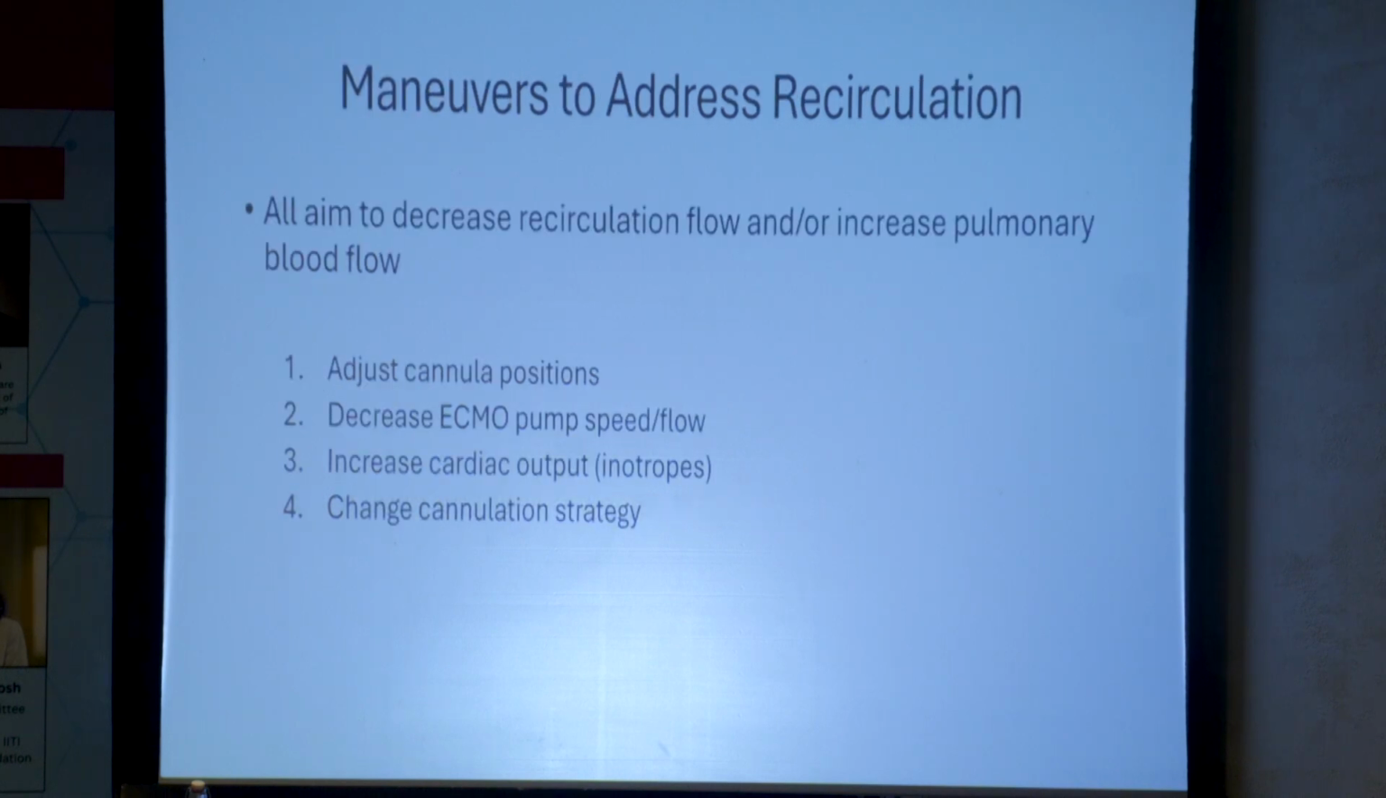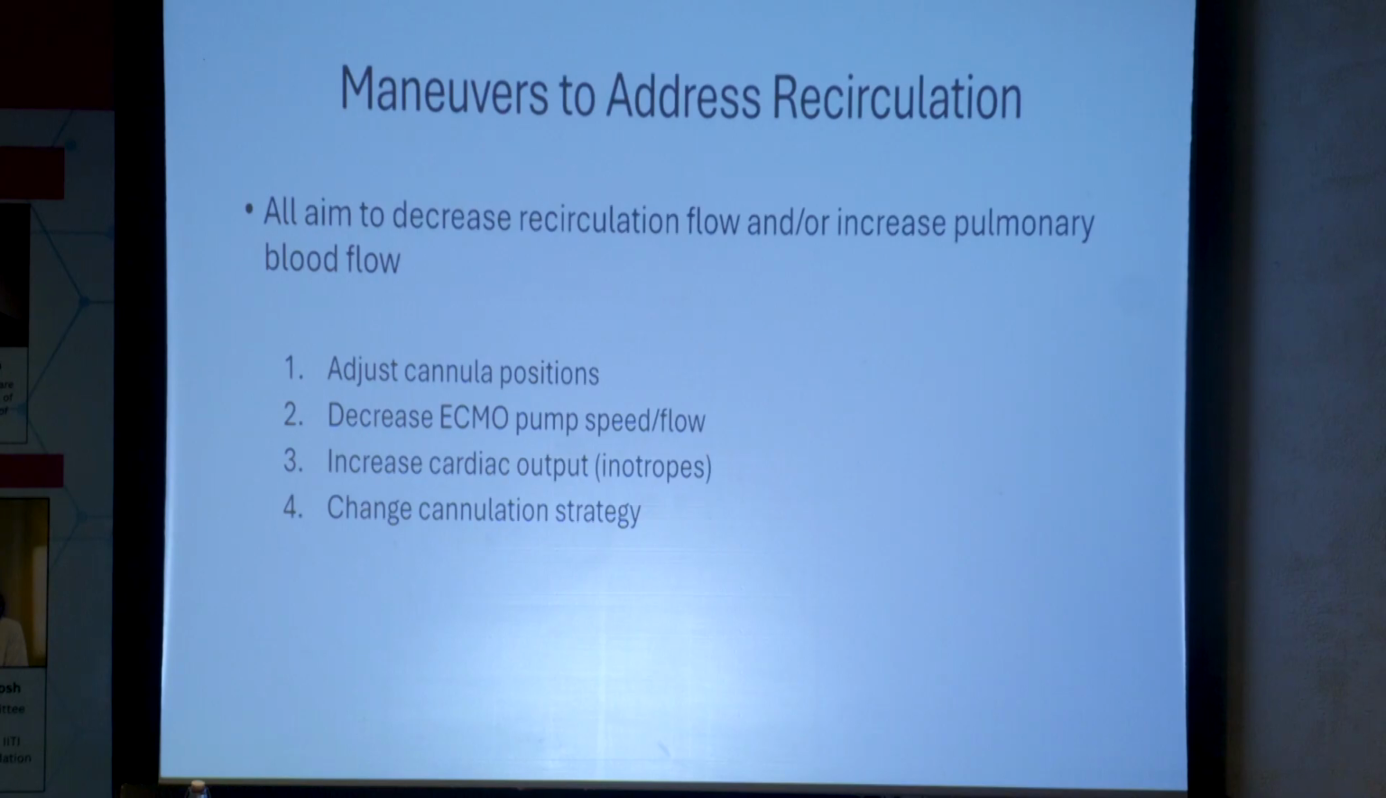What can be done to address this? I mentioned already adjusting cannula positions. Yes, Raghu? There are formula investigations. Yeah. We accept up to 15% of recirculation, but if the recirculation goes beyond 15% and the patient is consistently hypoxic, then we may have to change the cannula position.